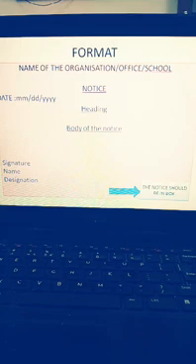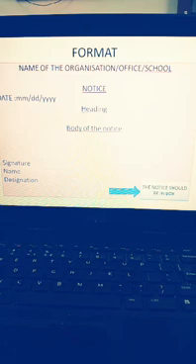One thing, make sure students, that a notice should always be in a box. The format of the notice is that the first thing on the top is the name of the organization, school or office. Then leave a line, then write the word notice. Now see how to write a notice here.